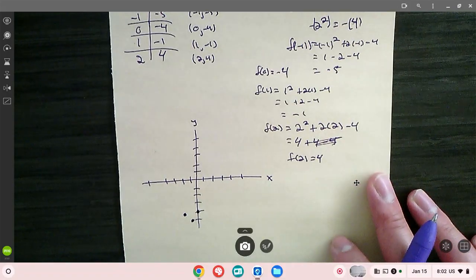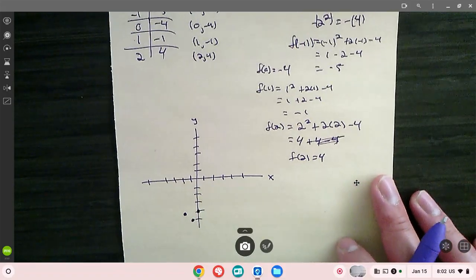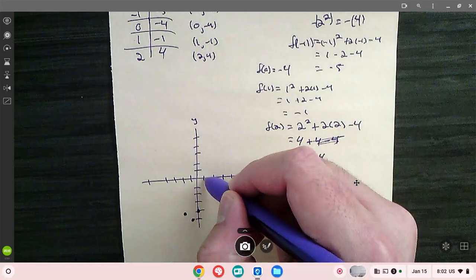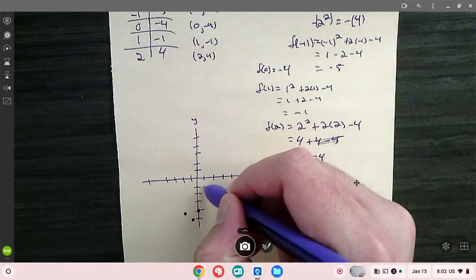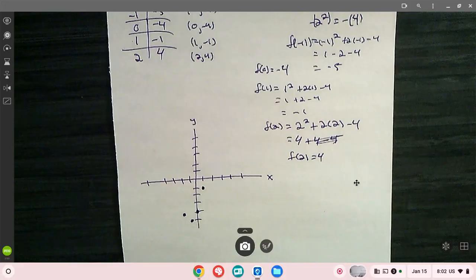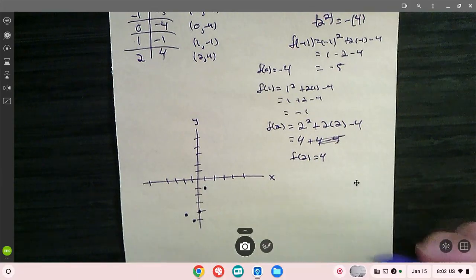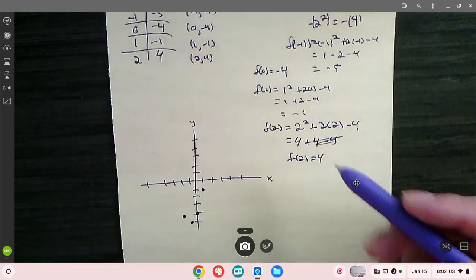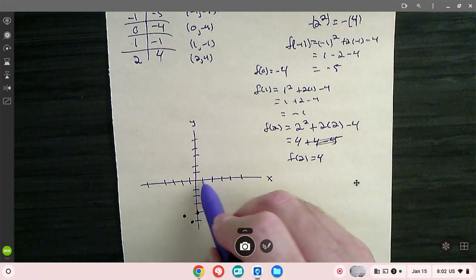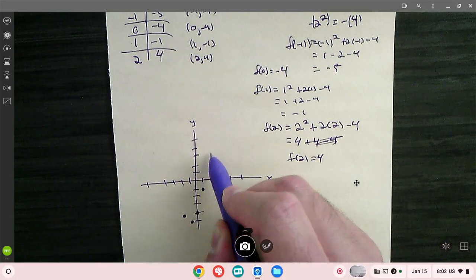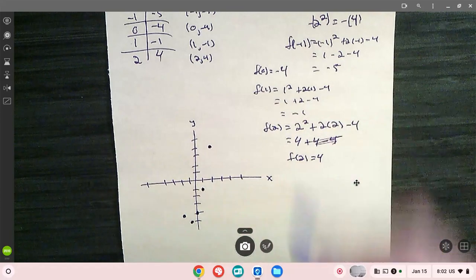My next, second to last, is at +1, -1. So I'm going to go right 1 because that's +1, and down 1, which is -1, right there. And lastly, I have +2, +4. So I'm going to go +2 on my x and then +4 on my y.